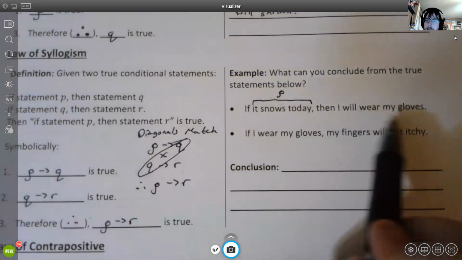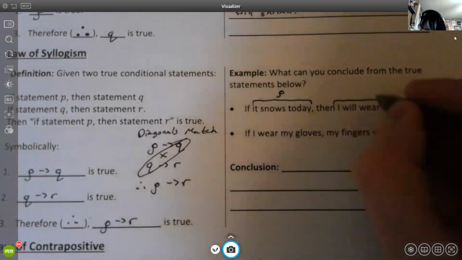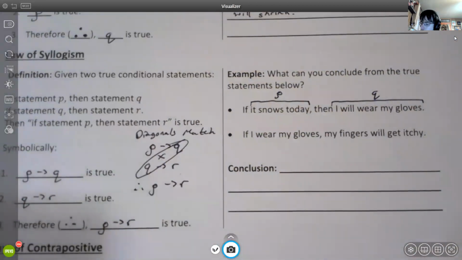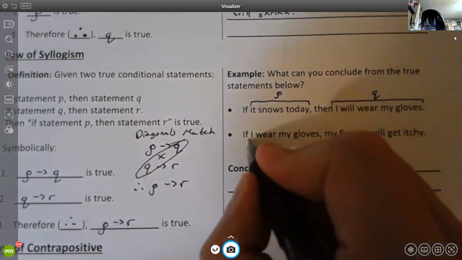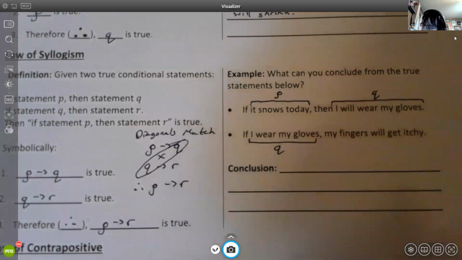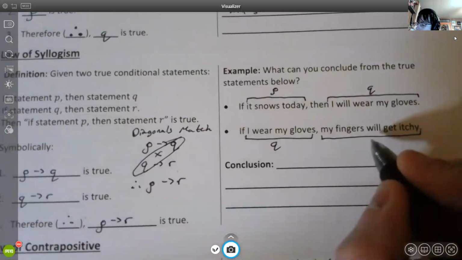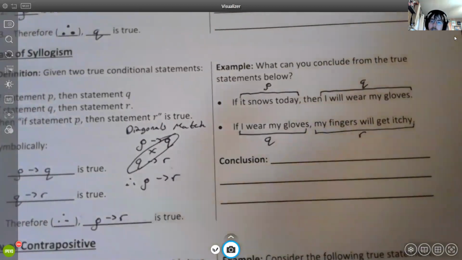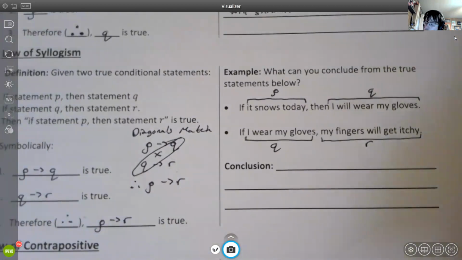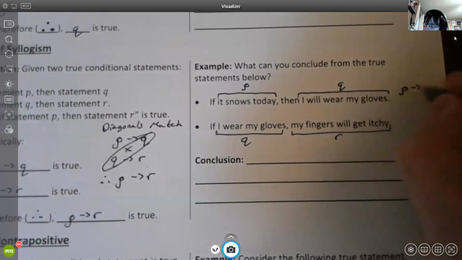Then I will wear my gloves. So I will wear my gloves, we're going to put that with Q because it's different from it snows today. Then it says if I wear my gloves, so that's the same thing as Q, so we're going to label that with Q again. And then my fingers will get itchy. Well, that doesn't match up with either P or Q, so this is R. Okay. So what we want here is to write this out in column notation, and we get P implies Q, and Q implies R.